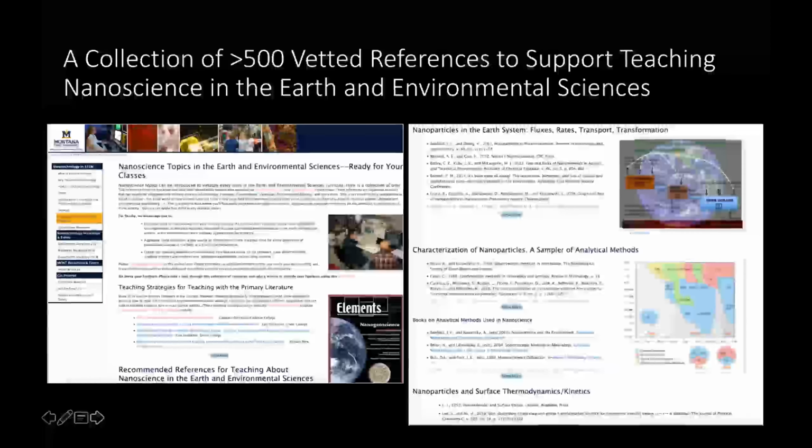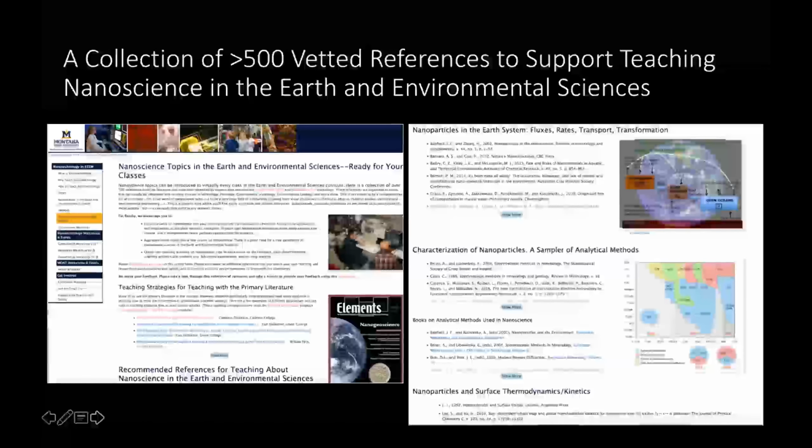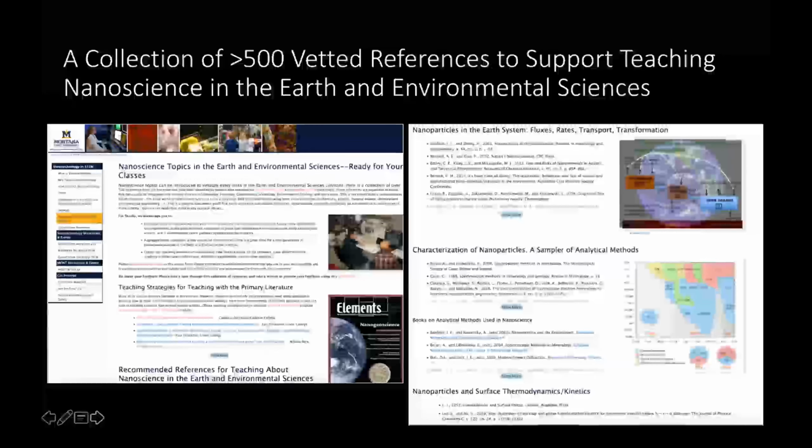And the one thing that I think I'm most proud of in this project is, as a result of writing the science paper, I compiled a bibliography of over 500 references that were recommended by the experts in the field. And we've organized these into categories that will help support your own teaching in nanoscience in the earth and environmental sciences. And you can see a couple of the headings that we have here. Questions of where nanoparticles are in the Earth system, their fate and transport in the Earth system, again, characterization.